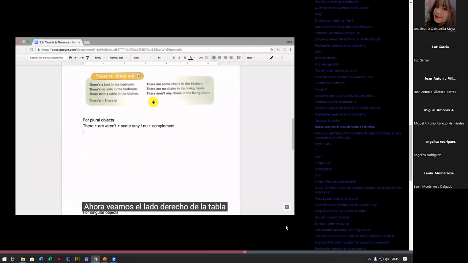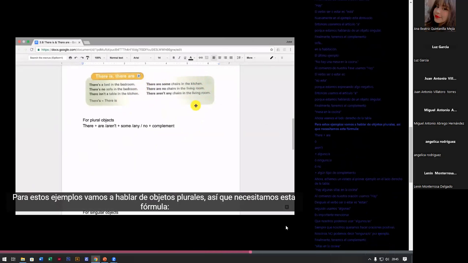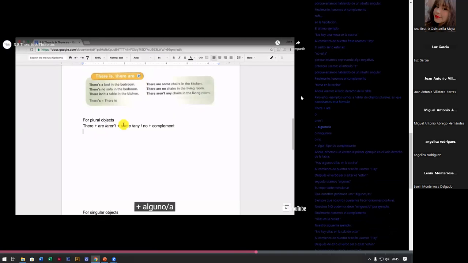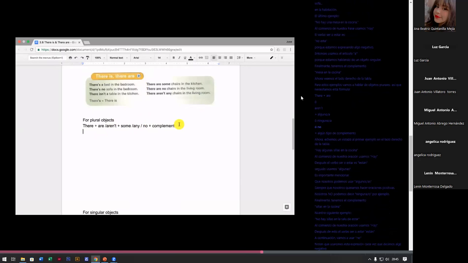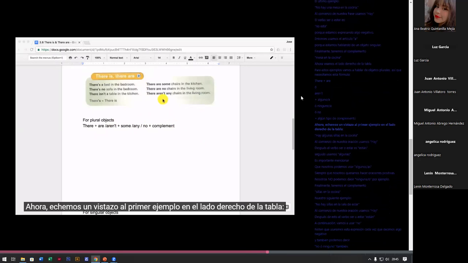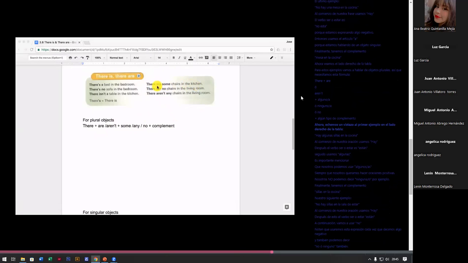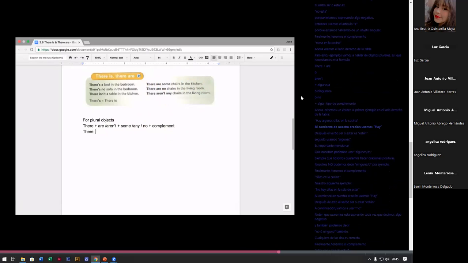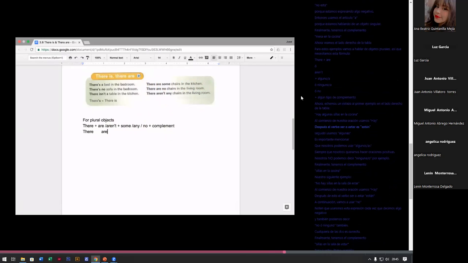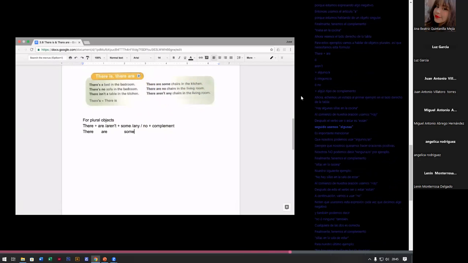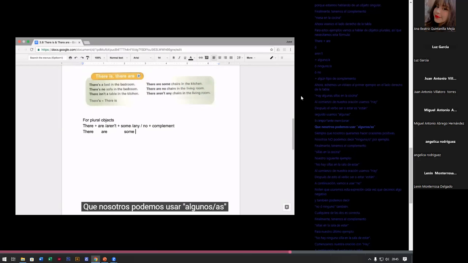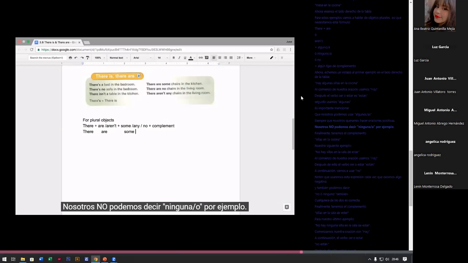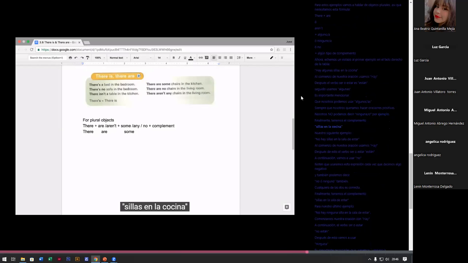Now let's look at the right hand side of this chart. For these examples, we're going to talk about plural objects. So we need that formula, there plus are or aren't plus some or any or no plus some kind of complement. Now let's look at the first example on the right hand side of the chart. There are some chairs in the kitchen. At the beginning of our sentence, we use there. After that, the verb to be, are. Next, we use some. It's important to mention that we will use some whenever we're making positive statements. We can't say any, for example. Finally, we have the complement, chairs, in the kitchen.